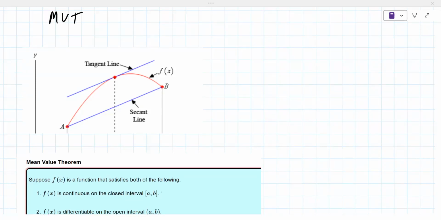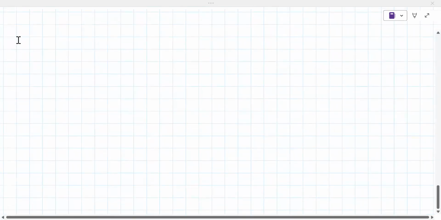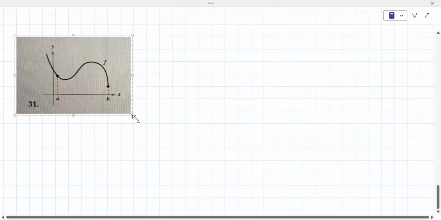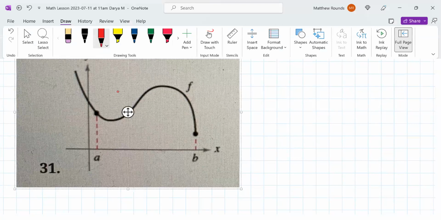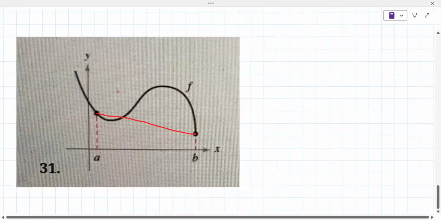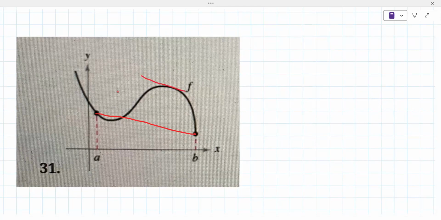Let me grab the picture. It's probably good to do this graphically to start. The idea is you draw a line from A to B. That's the secant slope. And then there's at least one place, and here there's actually two, where there's a parallel slope. And that's what you're trying to do.